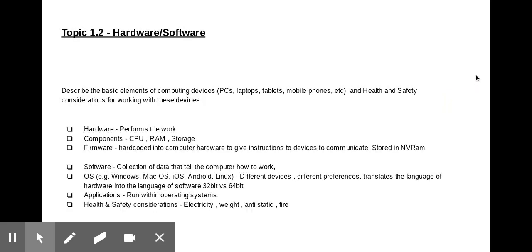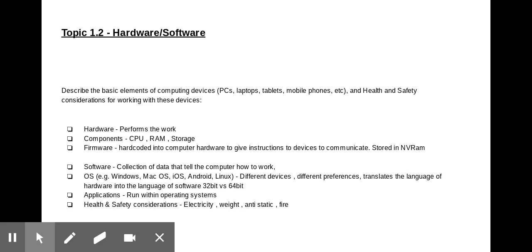So then topic 1.2, hardware versus software. So again, we're staying at a very basic level. You will have to describe the basic elements of computing devices and health and safety considerations for working with these devices. So you may be presented with numerous components and what they're doing in that scenario. So, for example, if we look at an SSD versus a hard drive, which one is more suited to a certain scenario? So is it based on speed or cost, etc.?